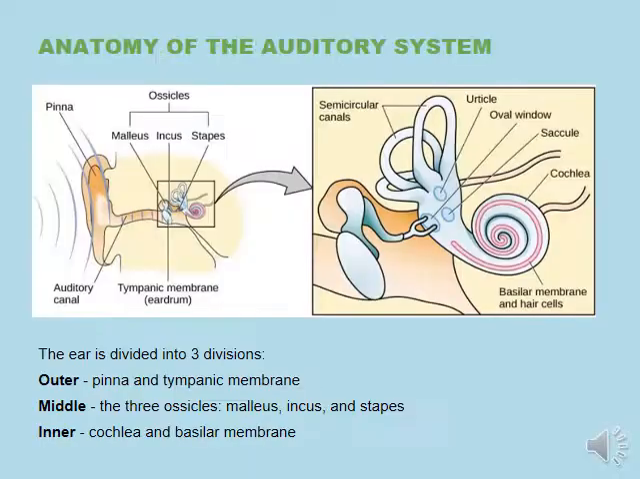Now, moving into the anatomy of the auditory system. It's broken up into three divisions: the outer, the middle, and the inner. In the outer ear you have the pinna and the tympanic membrane. The middle ear has the three ossicles: the malleus, the incus, and the stapes. Then you have the inner ear, with the cochlea and the basilar membrane. Primarily that's where you have the hairs, and as noted before, if the hairs get damaged, it can impact your ability to hear.